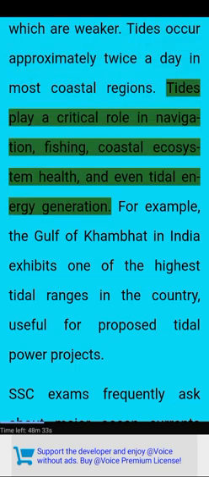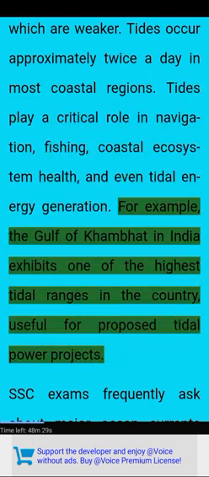Tides play a critical role in navigation, fishing, coastal ecosystem health, and even tidal energy generation. For example, the Gulf of Khambhat in India exhibits one of the highest tidal ranges in the country, useful for proposed tidal power projects.